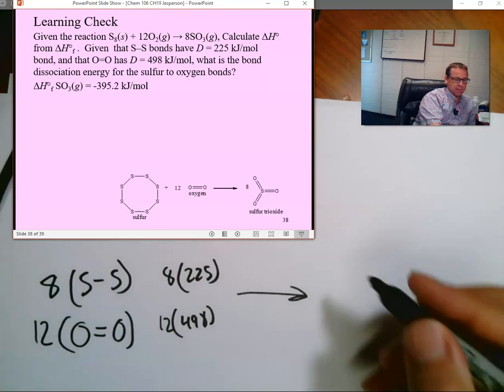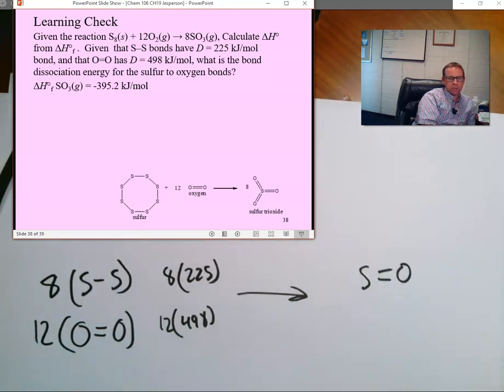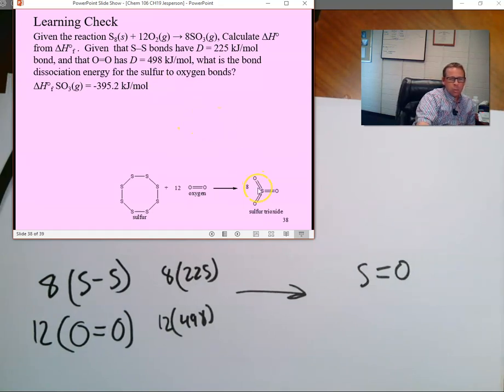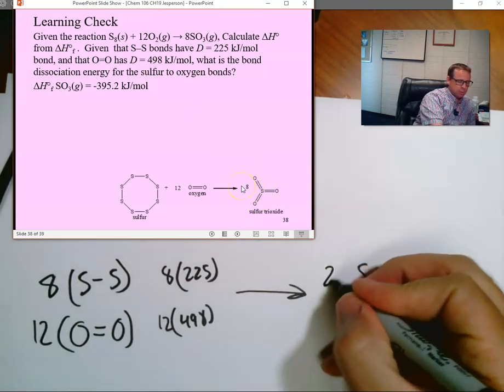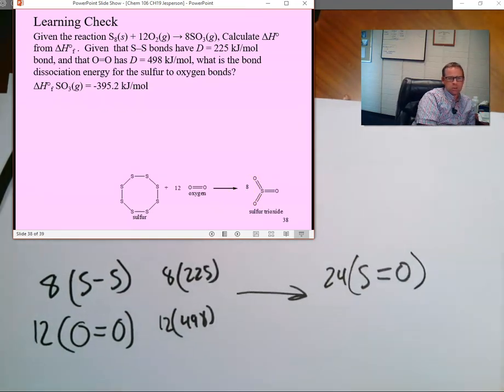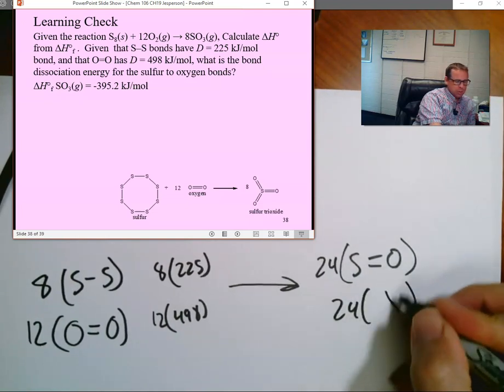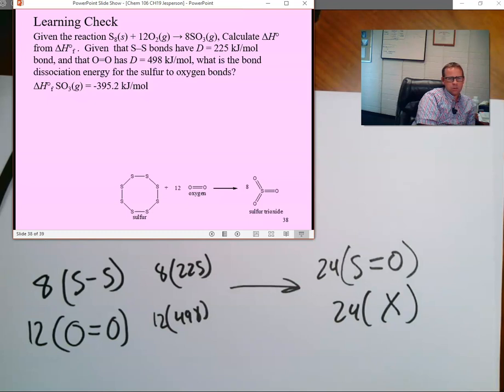And on the product side, what bonds are we forming? We're forming sulfur-oxygen double bonds, and we're forming 1, 2, 3, but 8 times. So I have 24 of these sulfur-oxygen double bonds. So it's going to be 24 times whatever the energy is for that sulfur-oxygen double bond.